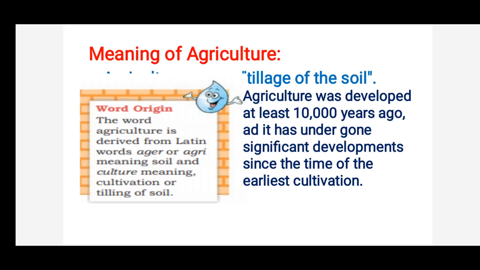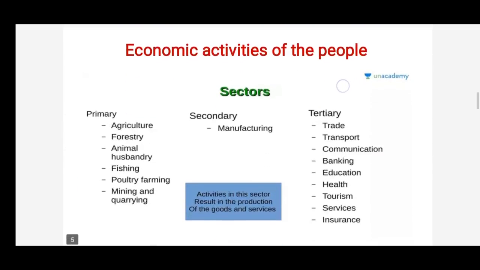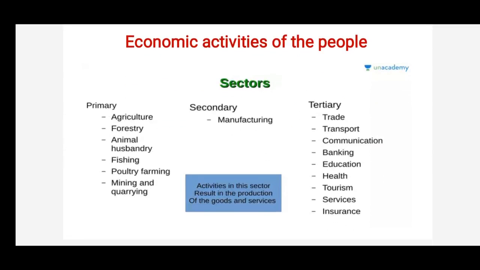Next, this agriculture was developed at least 10,000 years ago, children. This agriculture was developed at least 10,000 years back. And this agriculture has undergone many significant developments since the time of earliest cultivation. It means from the earliest man till now, agriculture has undergone many developments or changes with the help of technology. Okay, children? Yes. Now let's see the three different types of activities.